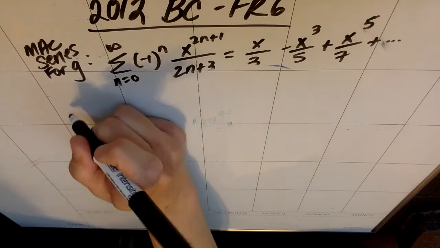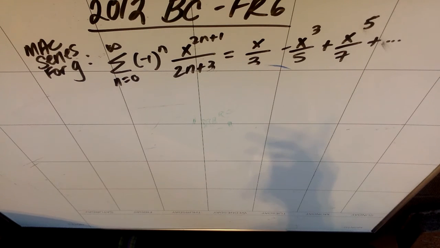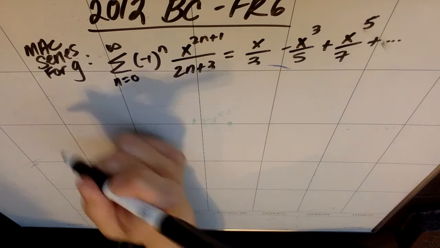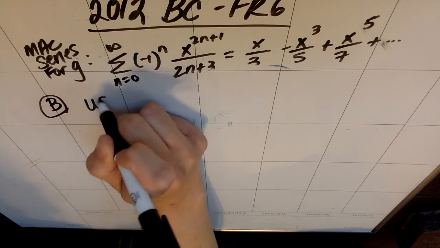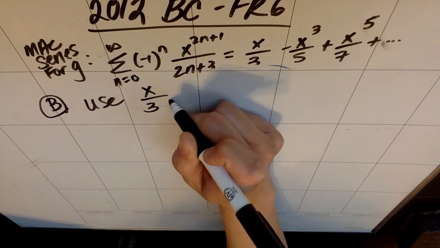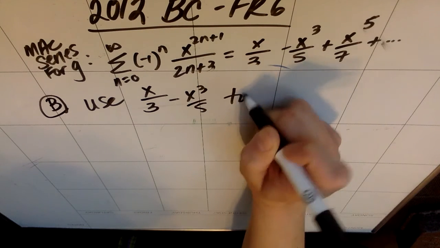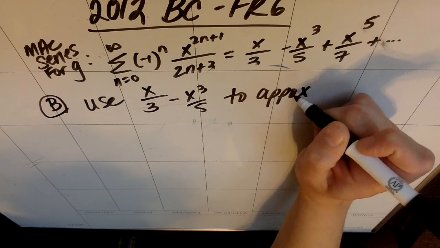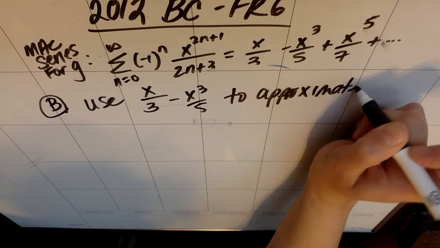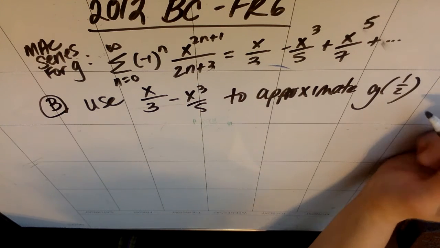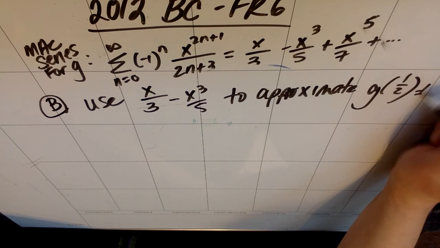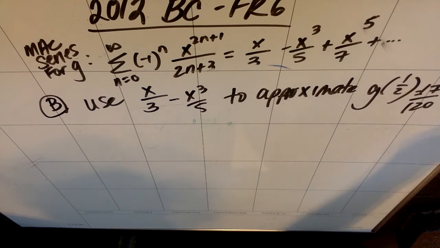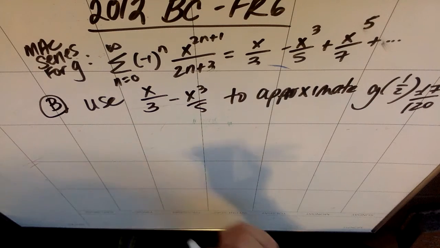So what they told us to do is they had us approximate using the first two non-zero terms. What they had us do in part B is they had us use x over 3 minus x cubed over 5 to approximate G of 1/2. And when you do so, you apparently got 17 over 120, which is fine, great, cool. They gave that to us. They want us to show that the actual value of G of 1/2, right?